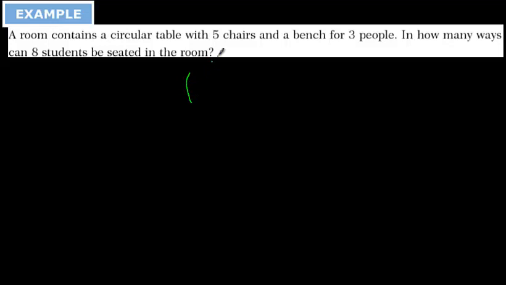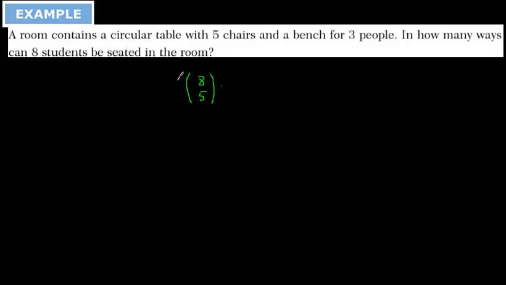Firstly, we are going to start by selecting for the circular table. So from 8 we are going to select 5 of them for the circular table, then 3 of them are left, and for the bench 3 from 3 we can write, but this answer is equal to 1, and there is no need to write that one. Then times. Why times? Because the question hasn't finished. Students be seated in the room.